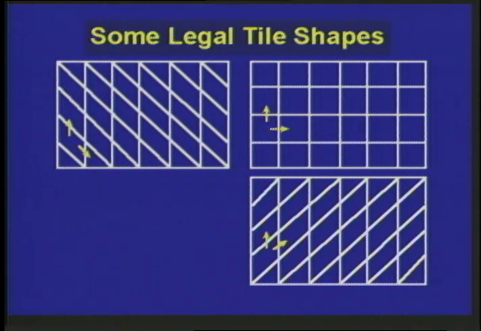But these are all examples of legal tile shapes. Okay, and notice that they look somewhat different. Why are we thinking about these at all? Well, what I want to show you is that these different shapes actually give rise to very different parallel execution times.